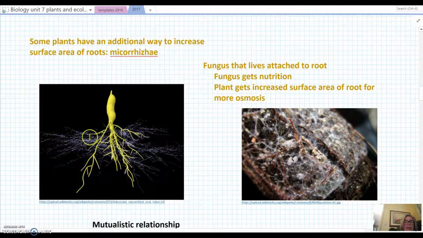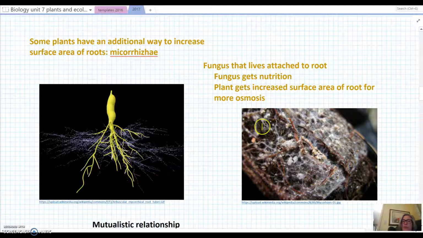When the fungus does this, it's actually attaching to the root, as I said. The fungus gets nutrition from the plant because the plant is making sugar. So the fungus gets sugars from the plant by doing this. And what the plant gets from this is an even larger surface area of the root for even more osmosis.